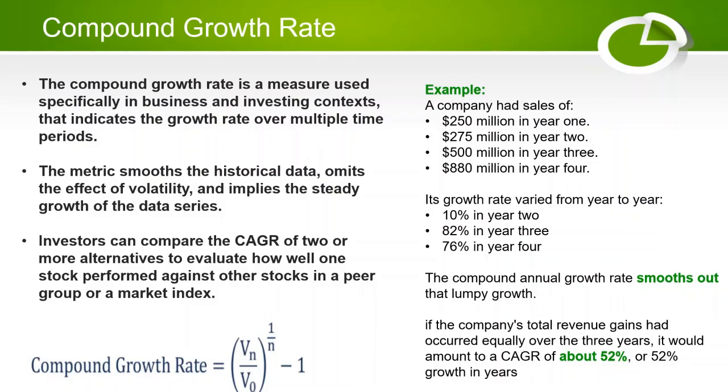So when we apply these values in our formula, the Vn is 880 million and the V0 is 250 million and n is 3 years. So when we apply all these parameters, we can get the 52% value, that is 0.52. So this is the way we can calculate the compounded growth rate.